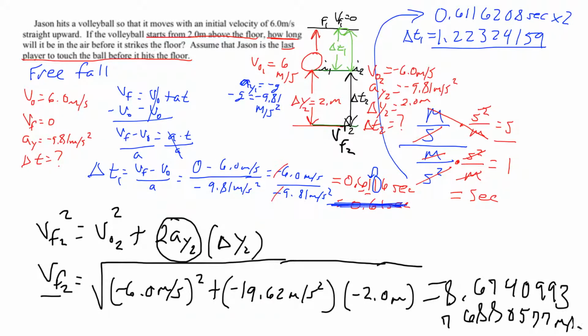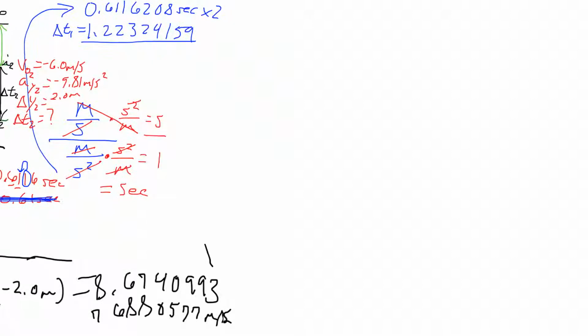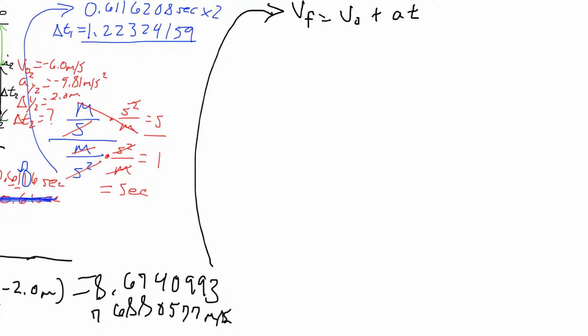So now that we have this, we can use it to figure out the time using that simple equation. Let me get some more space. We'll come up here and we'll say the final velocity is equal to the initial velocity plus the acceleration times time. Here we're trying to figure out time, so we're going to have to rearrange that same equation we did before, where time is equal to the final velocity minus the initial velocity divided by the acceleration. And this is all for the second trip.